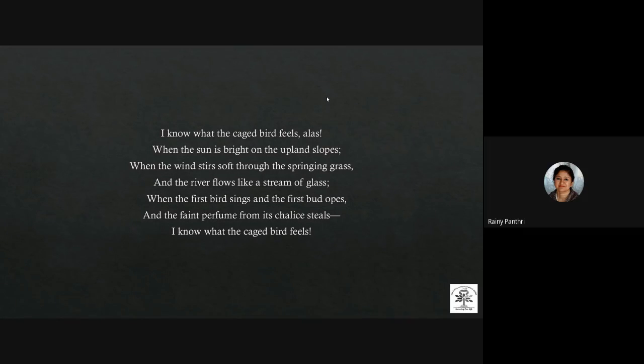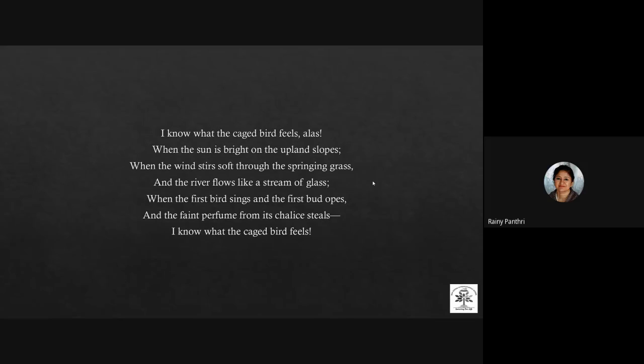Can anybody tell me what is exactly repeated over here? What is repeated over here? Tara ma'am? Feels, empathy. I know. Ma'am has written I know feels. Smita ma'am has written what the caged bird feels. Nisha ma'am has written empathy. Exactly.